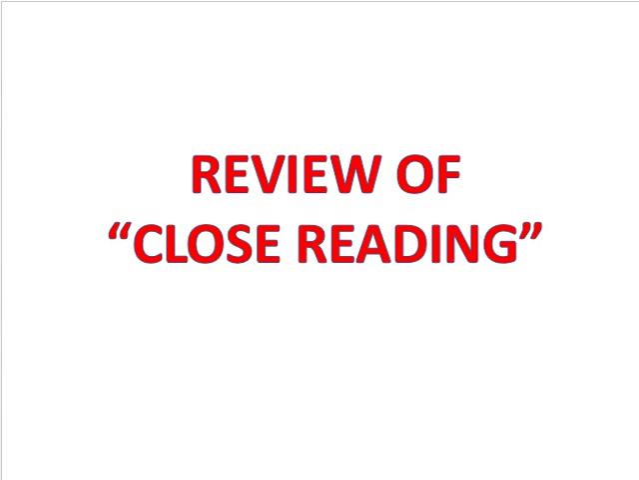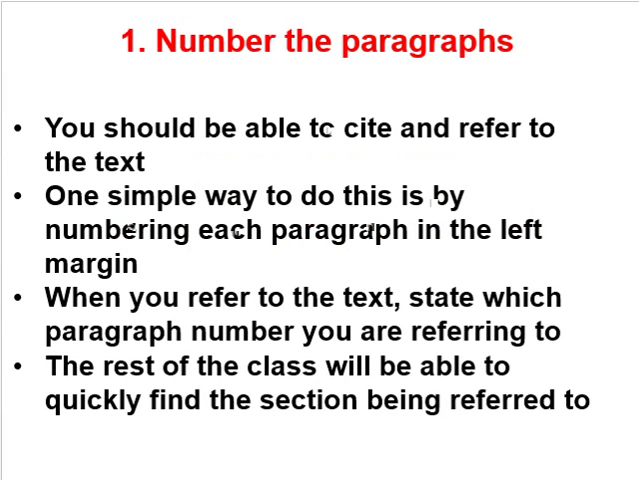This is a very simple review of close reading. I'm sure you've done this before, so we'll just go quickly through the procedure for annotating a text in close reading. The first thing you want to do is number the paragraphs. You're going to need to be able to cite and refer to the text, so a simple way to do this is numbering each paragraph in the left-hand margin. When you refer to the text, make sure you state which paragraph number you're referring to, and everyone else will be able to find it.